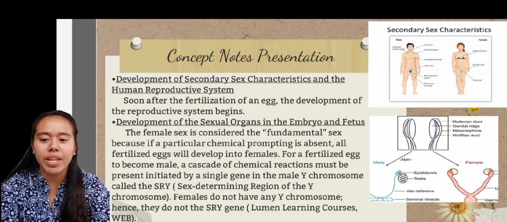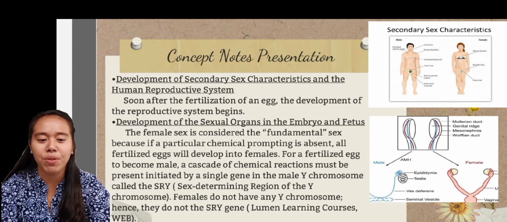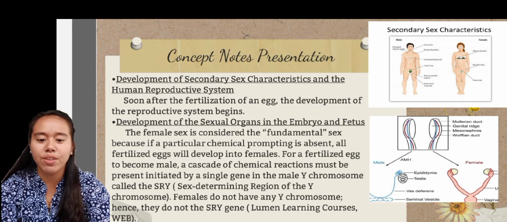First, development of secondary sex characteristics and the human reproductive system. Soon after the fertilization of an egg, the development of the reproductive system begins. For example, approximately 1 month after conception, primordial gonads also begin to develop. So at this stage, rapid reproductive development happens inside the mother's womb, but when the child is born, until he or she reaches puberty, there is little change in the reproductive system.